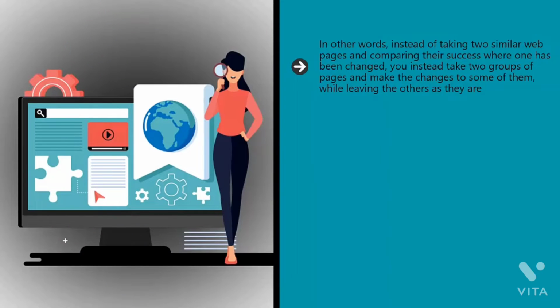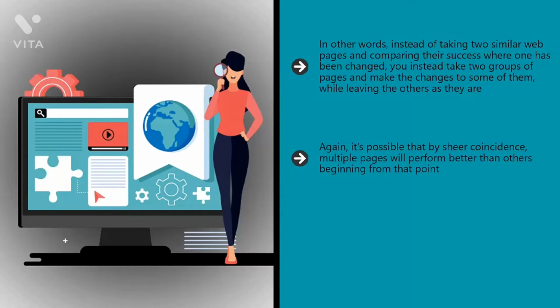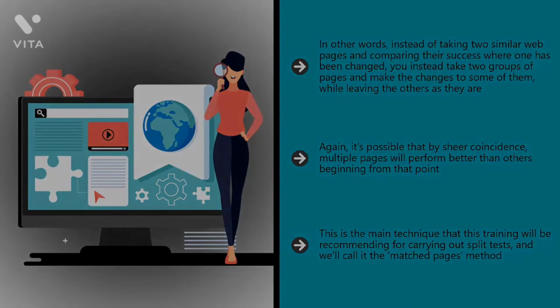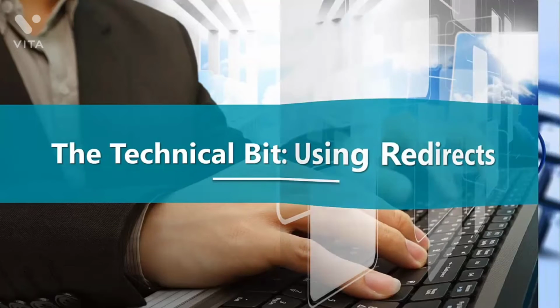In other words, instead of taking two similar web pages and comparing their success where one has been changed, you instead take two groups of pages and make the changes to some of them while leaving the others as they are. Again, it's possible that by sheer coincidence, multiple pages will perform better than others beginning from that point. But that's when you use the statistical significance tests, comparing the new and the old ranking positions of those in Group A to those in Group B, and then find out if the data suggests an effect. This is the main technique that this training will be recommending for carrying out split tests, and we'll call it the matched pages method.